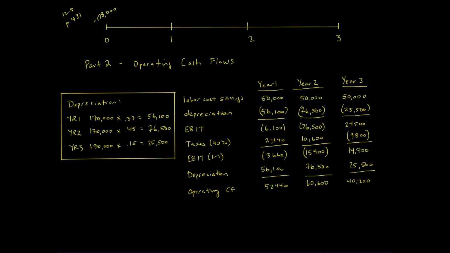Problem 12.8, page 431. In this video, we're going to look at part 2, operating cash flows. In video number 1, we looked at initial investment outlay, and we came up with minus $178,000. So if you want to see how we got that figure, go back and watch part 1. In part 2, we're going to focus on operating cash flows. And we read through the problem in the last video.